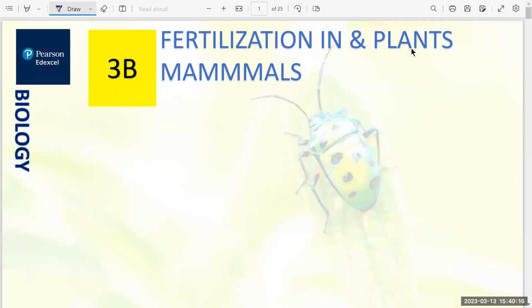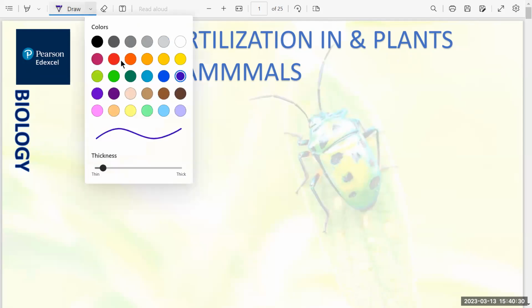First, we're going to look at fertilization in plants. Before we learn fertilization of the plants, we should revise the parts of the flowers. So let's draw a flower and name the parts of the flowers.